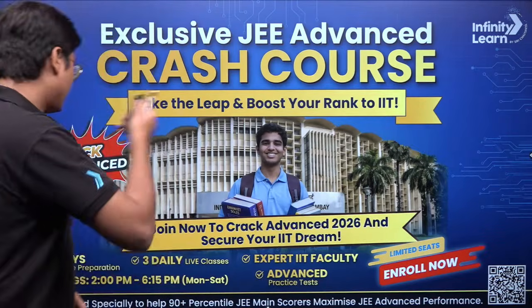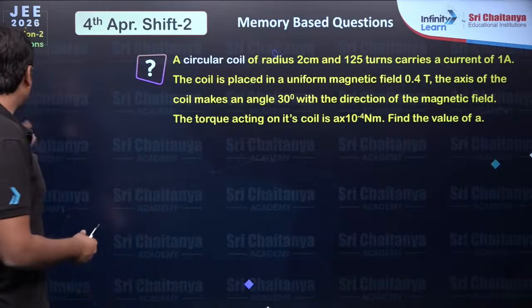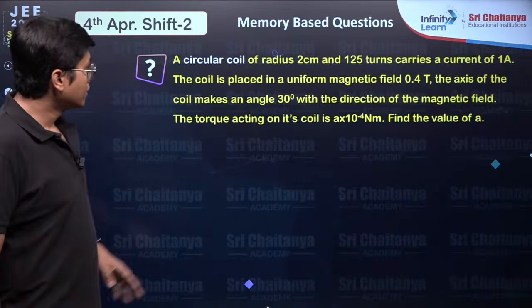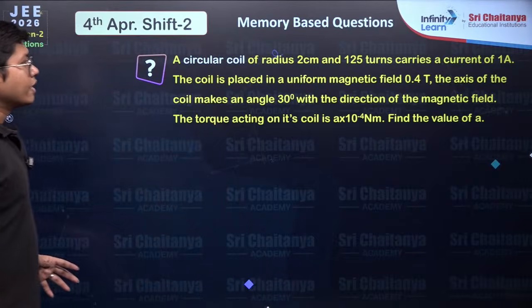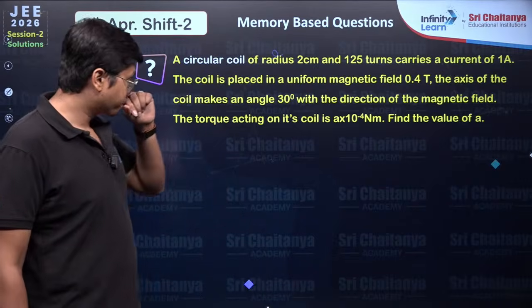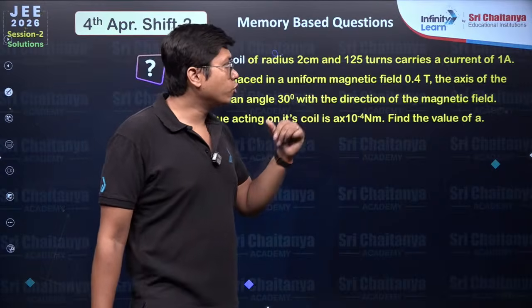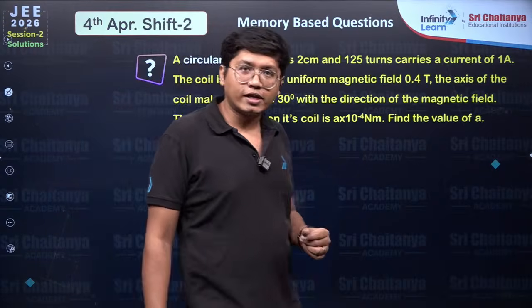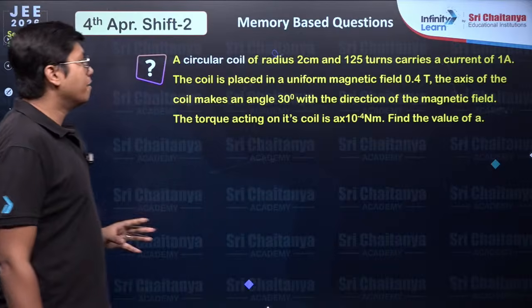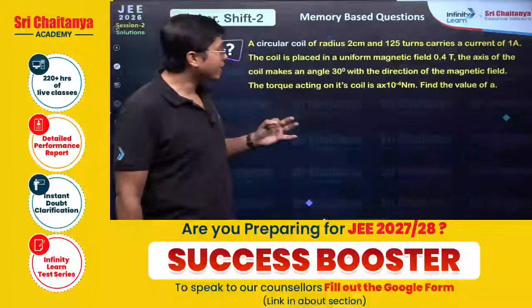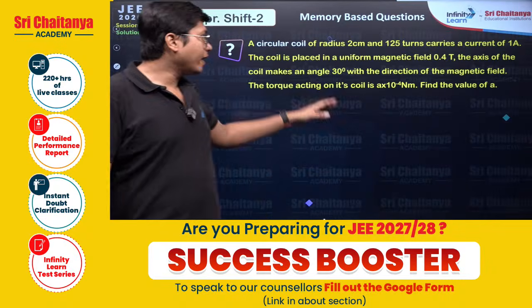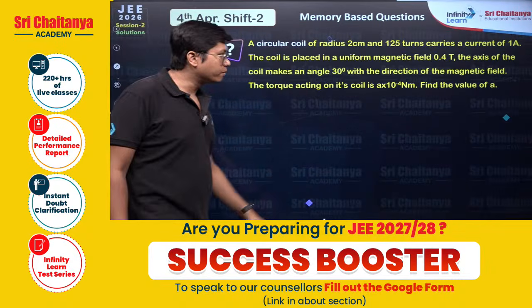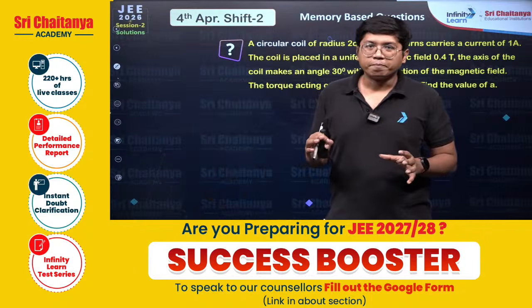That being said, let's focus back on this Mains. It says a circular coil, radius 2 cm and 125 turns, carries a current of 1 ampere. The coil is placed in a uniform magnetic field of 0.4 Tesla. The axis of the coil makes an angle of 30 degrees with the direction of the magnetic field. The torque acting on the coil is A into 10 to the power minus 4 Newton meter. Find the value of A.